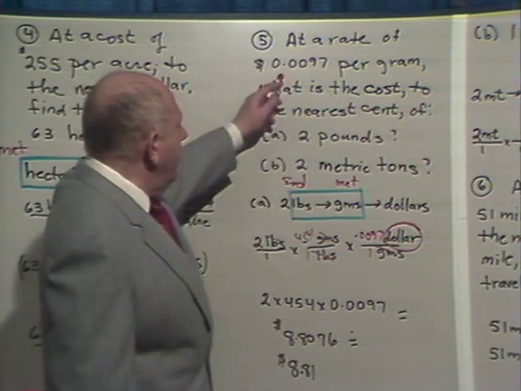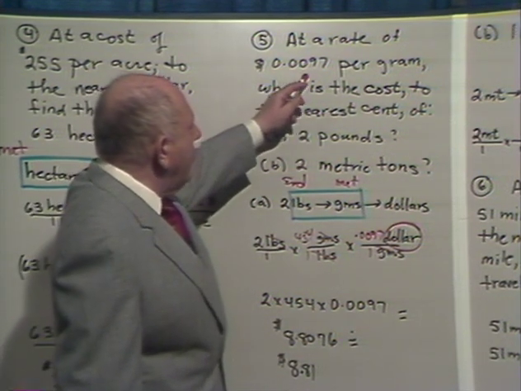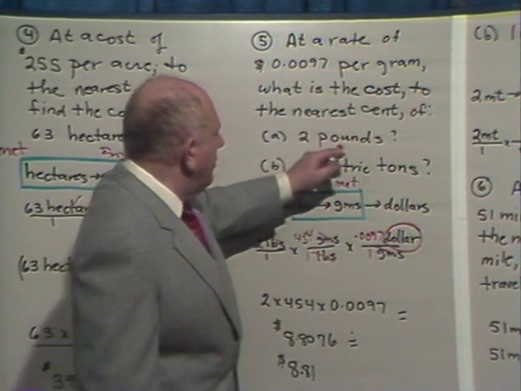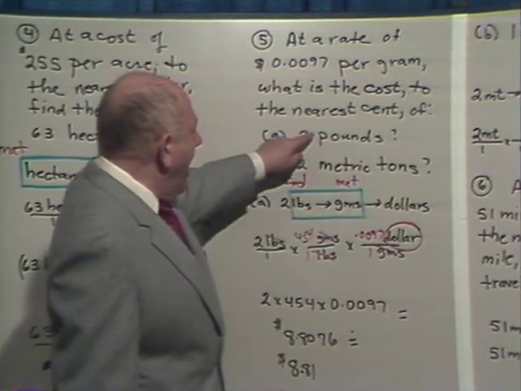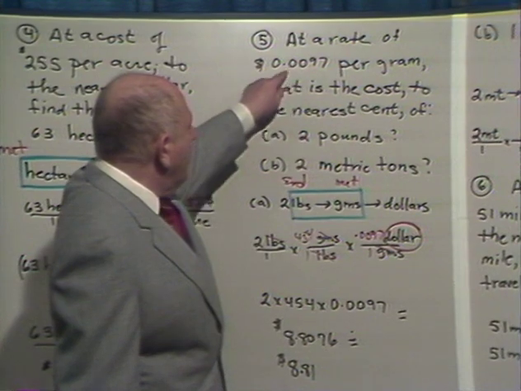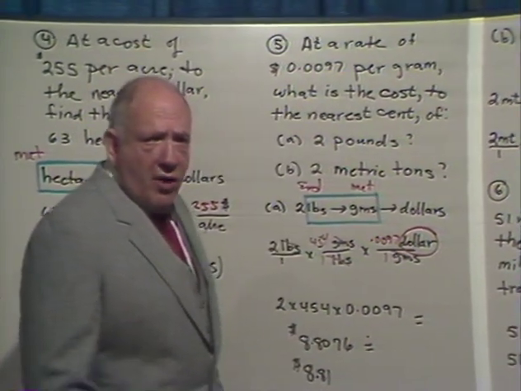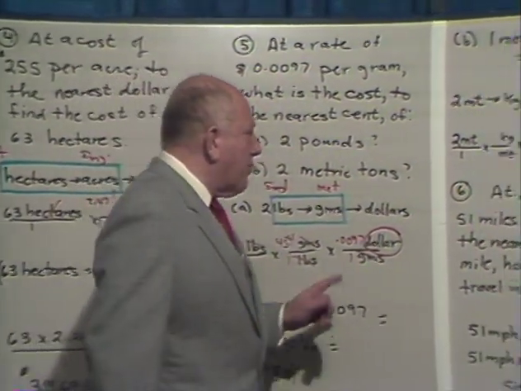See, if the problem had been at $0.0097 per pound, what's the cost of 2 pounds? I just would have multiplied the 2 by 0.0097. So I want to emphasize that when I get to the next part over here.